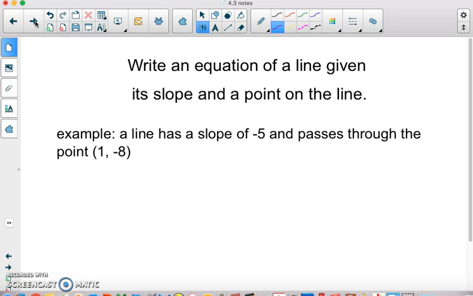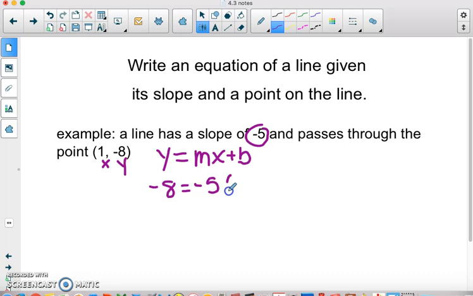The next example is about writing an equation of a line given a slope and a point on the line. So what we're going to do here is plug in the point for x and y and plug in our slope. By doing this, we can find our y-intercept. So we know this is x and this is y. So when I plug in, negative 8 equals my slope, which is negative 5, times 1 plus my y-intercept, which is what we're looking for.